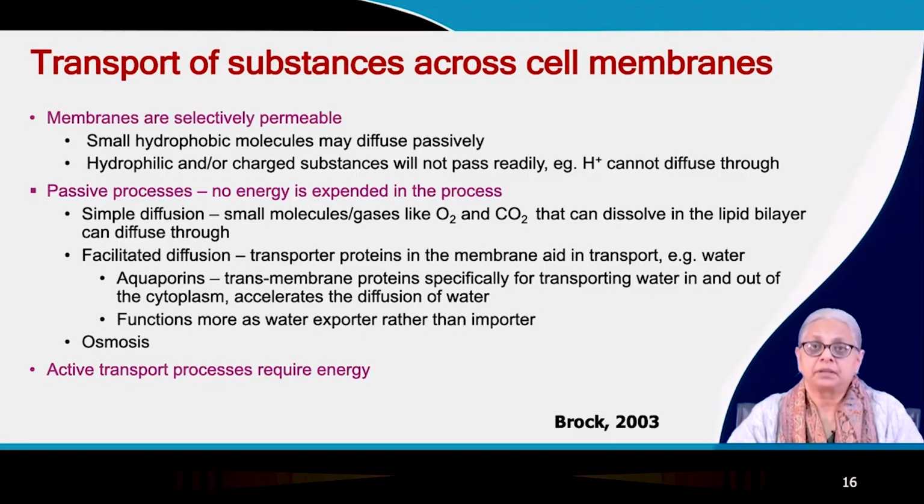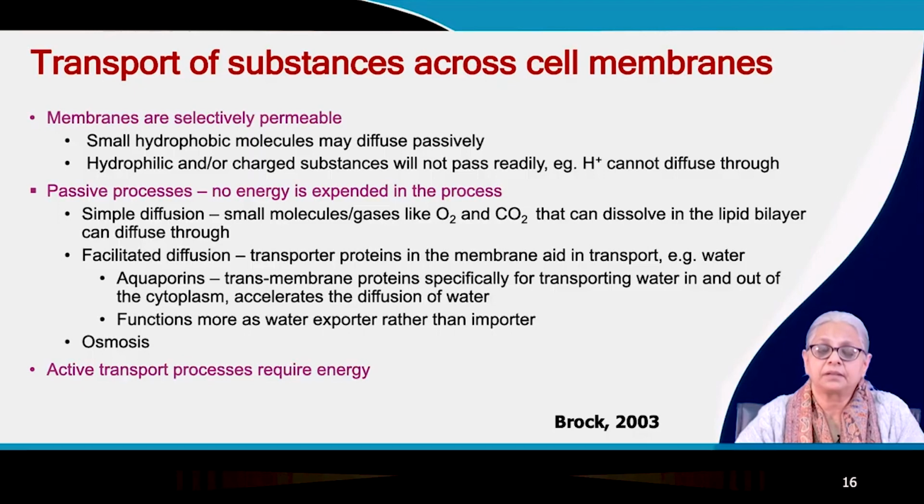So let's come to the next thing. How does any substance go through that cell membrane? As I said, the better word for describing the nature of these membranes is selectively permeable, because whether it's passive transport or active transport, they are very, very selective in allowing different substances to pass in or out.